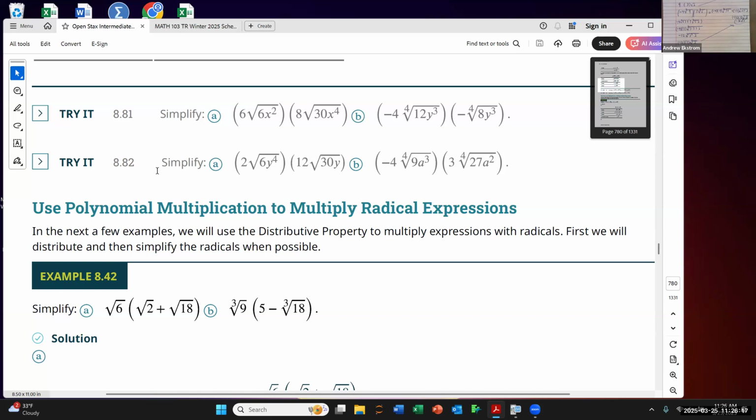So let's look at 882B. Definitely trying to live very dangerously. So we have -4, fourth root of 9a cubed, times 3, and then the fourth root of 27a squared.